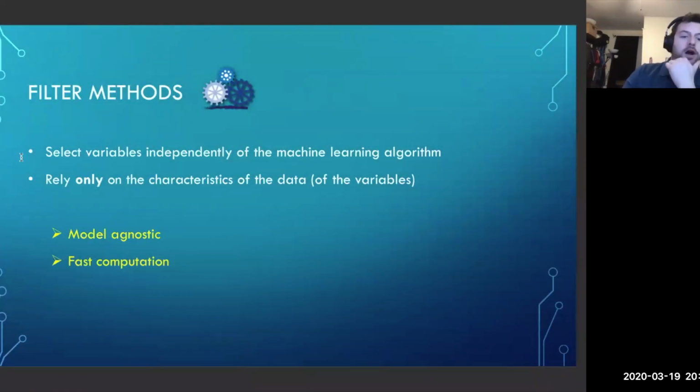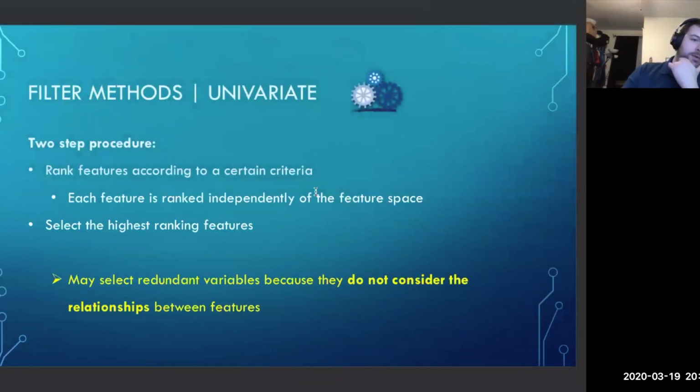Filter methods are one class of feature selection. They select variables independently of the machine learning algorithm, so they rely only on characteristics of the data. We're going to apply one of those momentarily. Usually that involves ranking features with some criterion, and once they're all ranked, we select the highest ranked features and that's what we use.